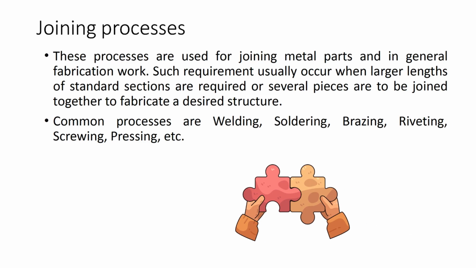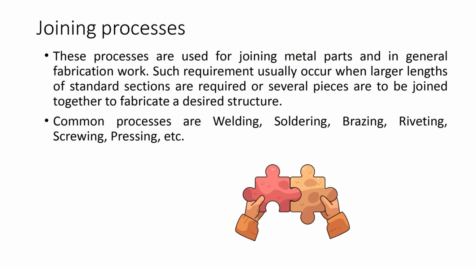Now what if we need to put parts together? That's where joining processes come in. These processes are used for joining metal parts and in general fabrication work. Such a requirement usually occurs when larger lengths of standard sections are required or when several pieces are to be joined together to fabricate a desired structure. The common processes you'll encounter are welding, soldering, brazing, riveting, screwing, and pressing.